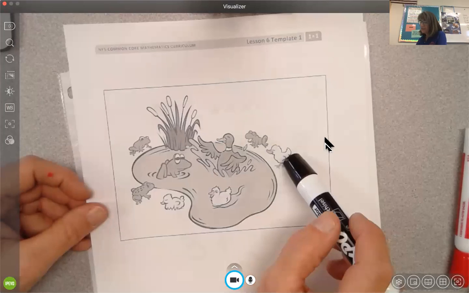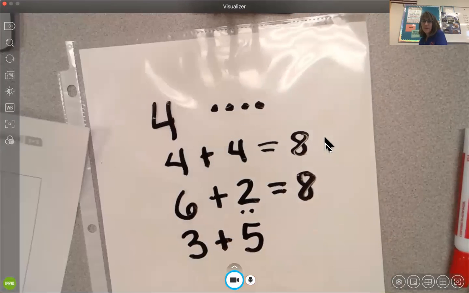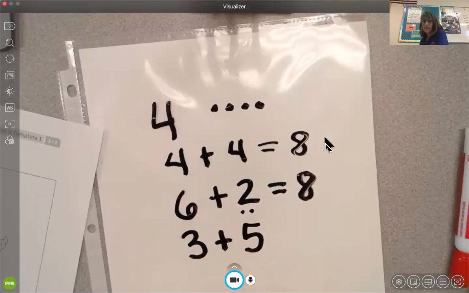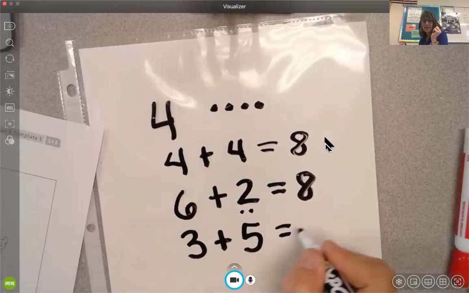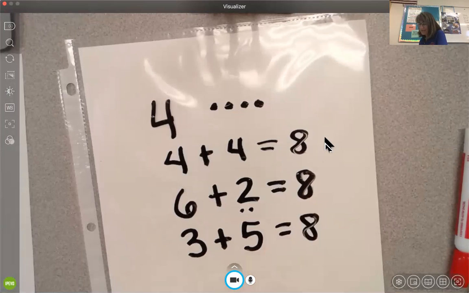You know, anytime I see 5, I think, oh, I don't have to count 5 again. I can just count on. So let's put the 3 on our fingers. And we're going to count on from 5. 5, 6, 7, 8. Awesome. So our answer is 8. Nice. Wow, we've come up with 3 different ways to make 8 so far, haven't we? 4 plus 4, 6 plus 2, 3 plus 5.